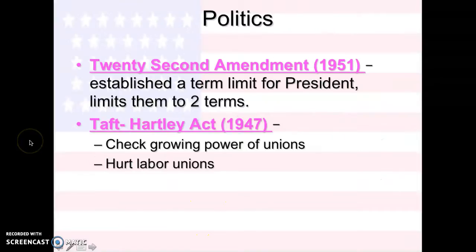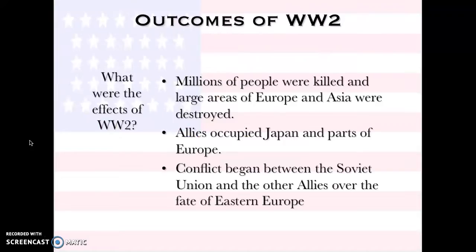Some politics during Truman's administration: the 22nd Amendment in 1951 established a term limit for president, limiting each president to 2 terms. This was after FDR. And then we have the Taft-Hartley Act in 1947, which checks the growing power of unions, and this actually hurts labor unions and makes them decrease a little bit.